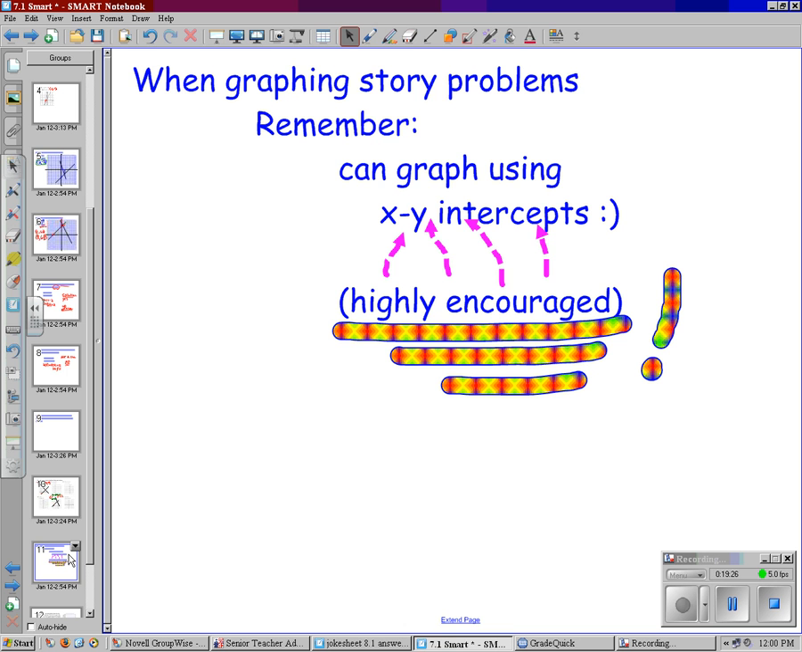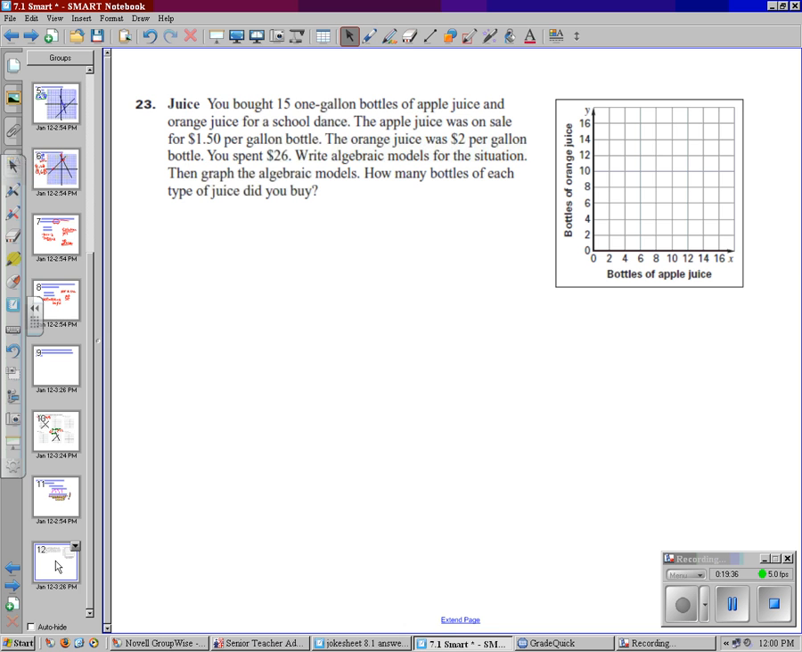When you're graphing story problems, remember that you can graph using XY intercepts. I highly encourage that on story problems. Guess what's next? Story problem. Hey, bingo, we got a story problem.